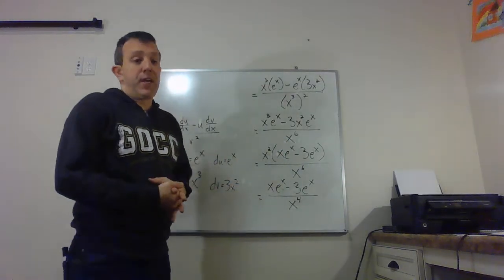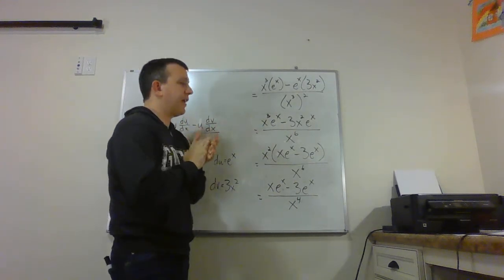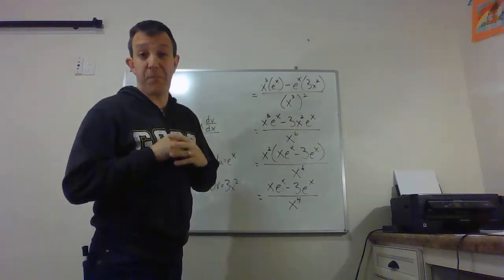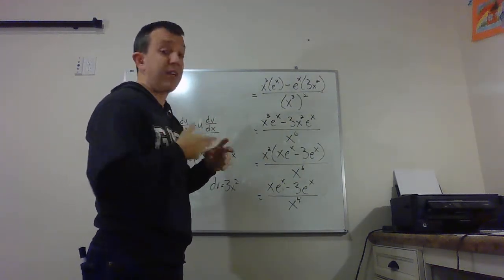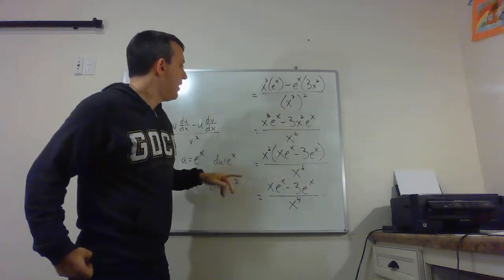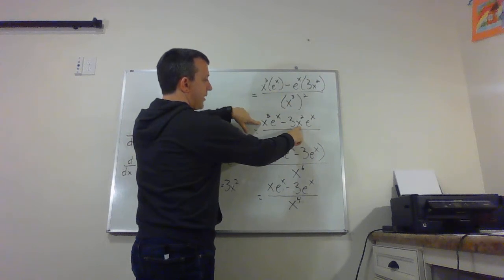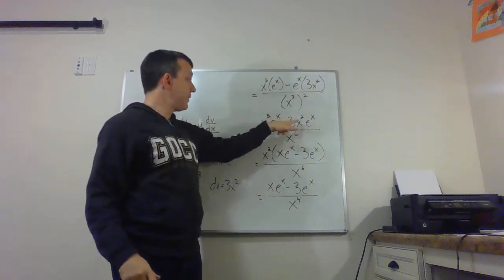So what I noticed then is that we can make this look nicer, and that's going to be really important in case you need the second derivative here, which would not be very much fun. What I notice is I have x's in both of these two terms on top. In fact, I have at least x squared.